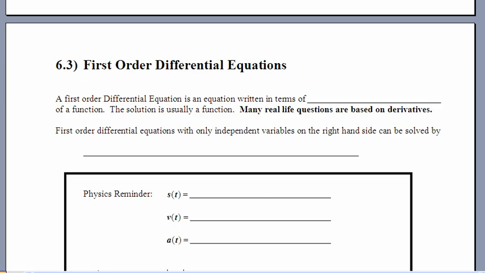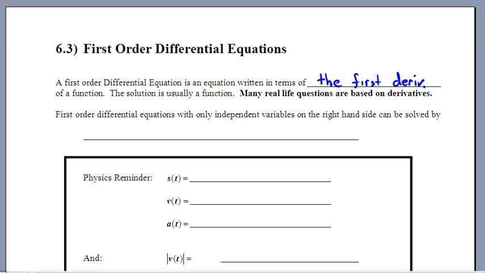But there's also another time when you have to actually do antiderivatives, and that's when you're solving things called differential equations. We're going to start off by looking at first-order differential equations, and then we're going to bump our way up to second-order differential equations. A first-order differential equation is just an equation that's written in terms of the first derivative. You're going to see the first derivative of the answer sitting in the question. Usually the solution is a whole other equation, and many real-life questions are based on these differential equations, these stories written in terms of derivatives.